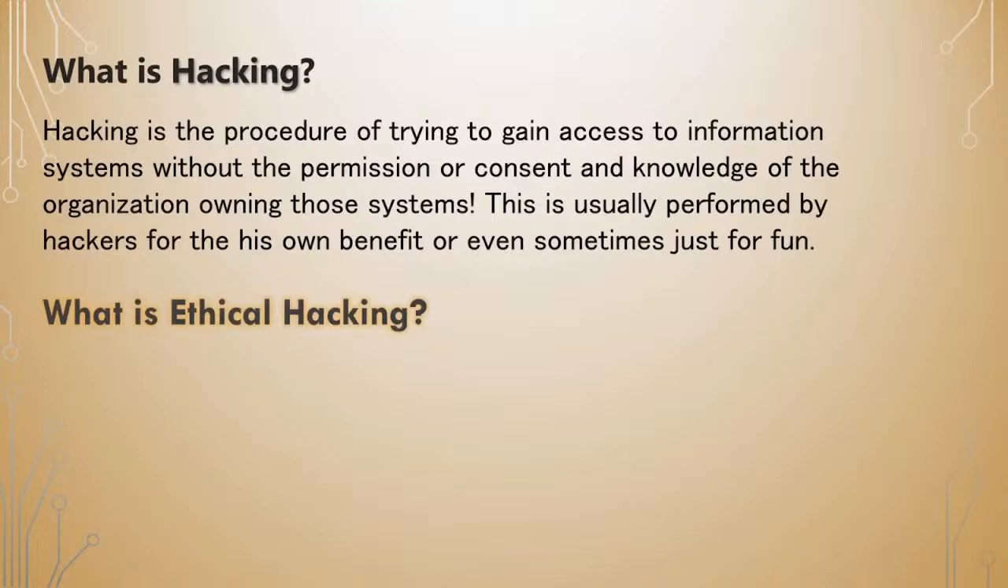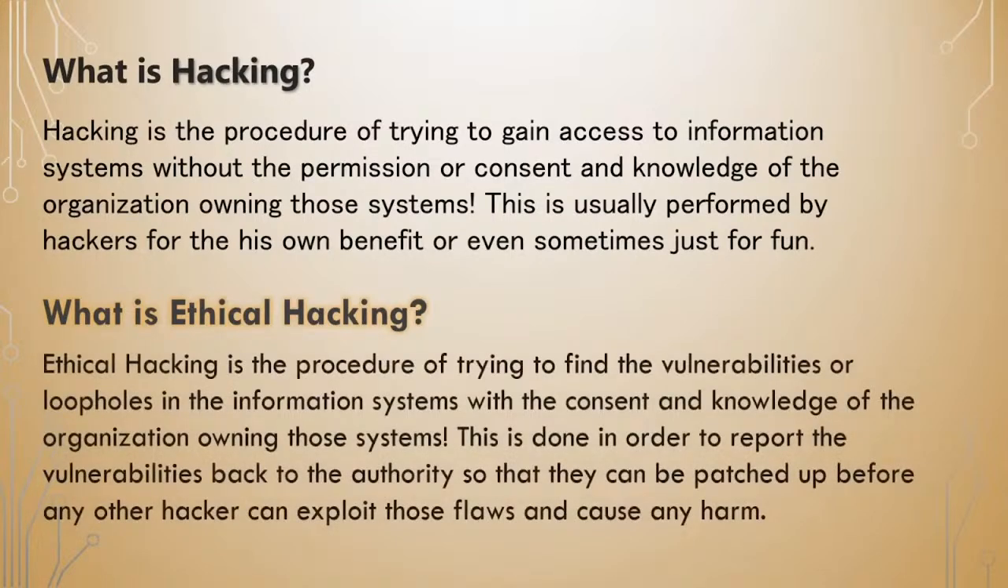So to define ethical hacking, on the other hand, this is the procedure of trying to find vulnerabilities. A vulnerability is nothing but a flaw or a loophole in the information system. Usually manufacturers might make mistakes somewhere here or there in the coding of the application. That gives rise to weaknesses in the information system, or in technical terms, vulnerabilities. And the process of trying to find these vulnerabilities is done with the consent and permission of the organization. This is done in order to report it back to the target, or to the authority, so that they can apply the appropriate patch for it.